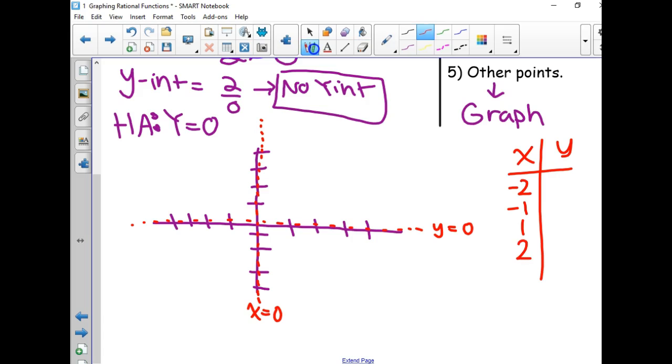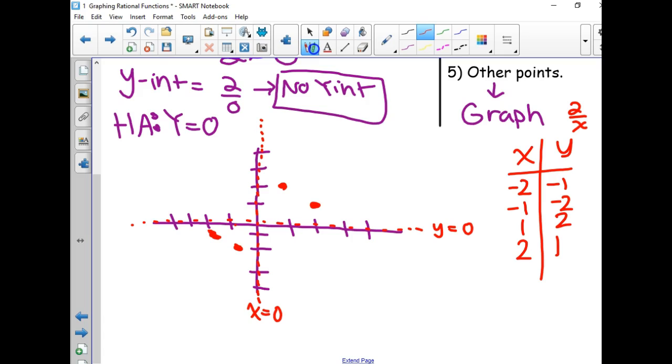My function, as a reminder, is 2 over X, right? So I'm going to take 2 over -2. And what does that give us? -1, right? 2 over -1 gives us what? -2. 2 over 1 gives us 2. And 2 over 2 gives us 1. So we have the points (-2, -1), (-1, -2), (1, 2), and (2, 1).